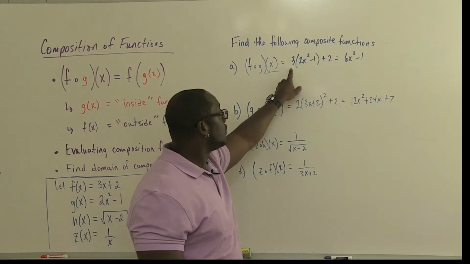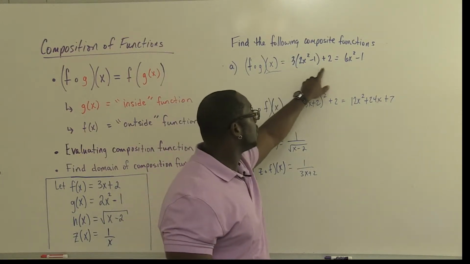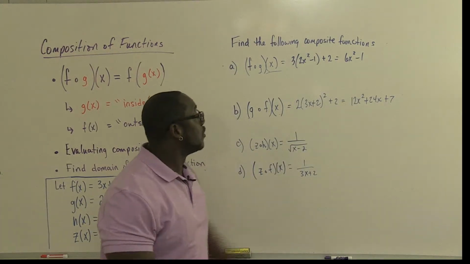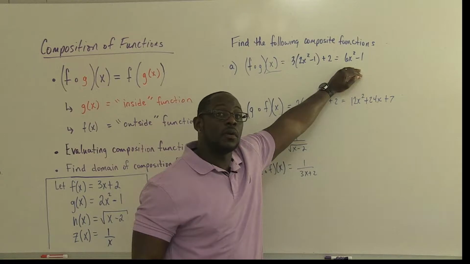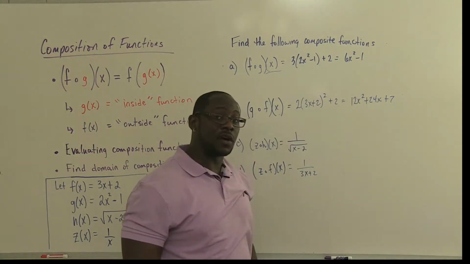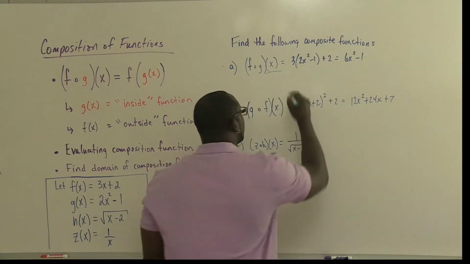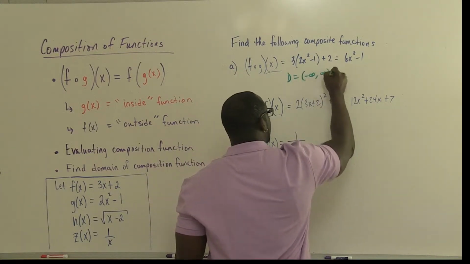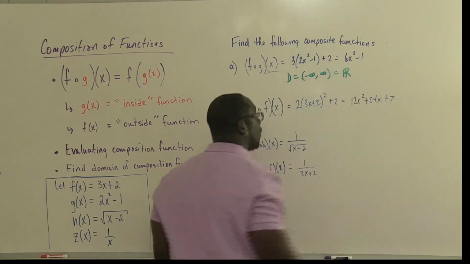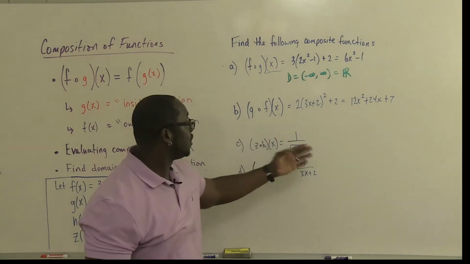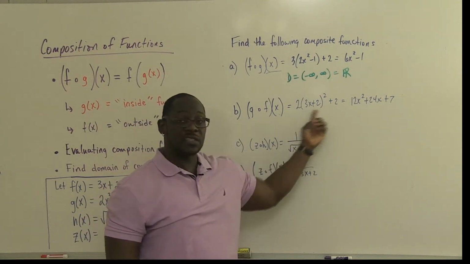So here we can go ahead and multiply everything out and we get 6x squared minus 1. And we know that this is a form of a polynomial. And for any polynomial, its domain is all real numbers. So for here, the domain of this one would just be negative infinity to positive infinity, or what we call all real numbers, okay?